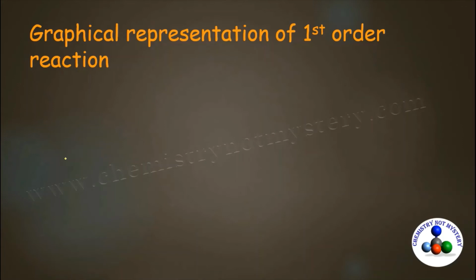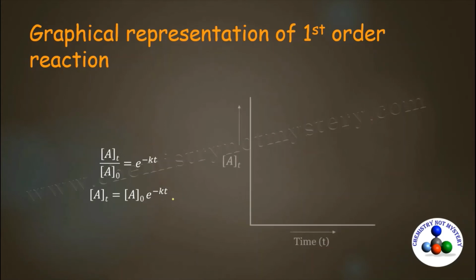Now come to the another graphical representation for first order reaction. We have another equation, At over A naught is equal to e raised to minus kt. When you rearrange this equation, you will get At is equal to A naught e raised to minus kt. Here reactant concentration is the exponential function of time. So here you will get this type of curve.